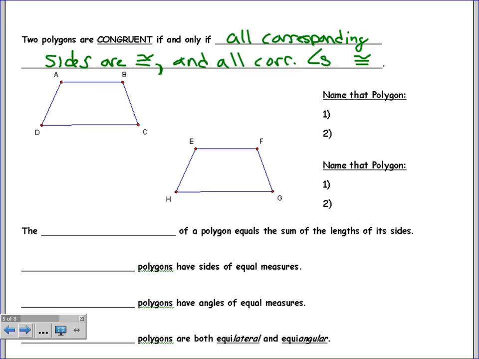All right. We haven't talked specifically about this being a trapezoid yet. But how could you name this polygon? Quadrilateral. Okay, you can name it a quadrilateral. And it's also convex, isn't it? Yeah. In general, it's a convex quadrilateral. And you would probably also name it ABCD.